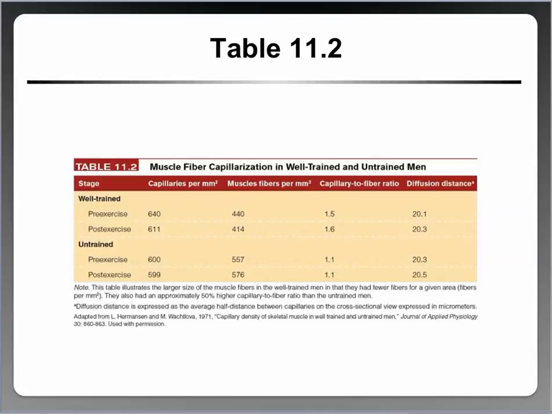The other thing that you can do is if you look over at the fourth column where it says capillary to fiber ratio, that's capillary to muscle fibers, and you look at the ratio, so for each muscle fiber there are a lot more capillaries providing vasculature compared to an untrained state.